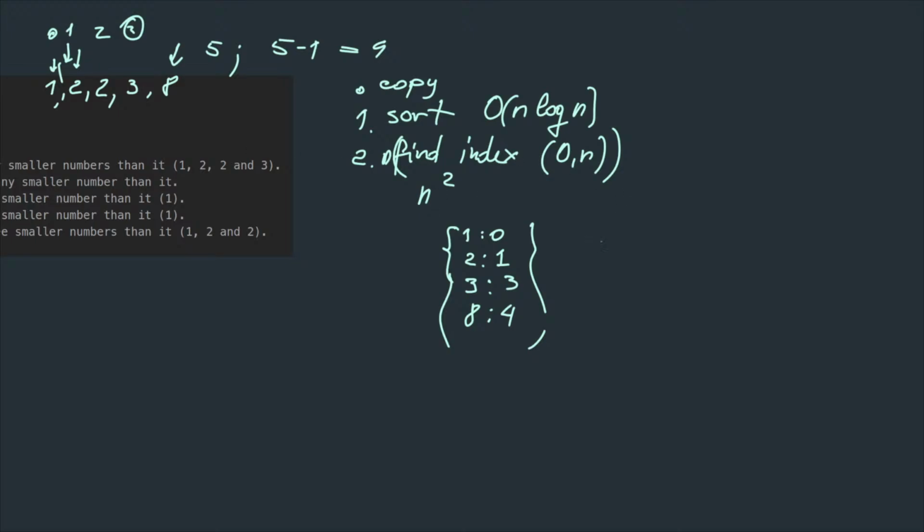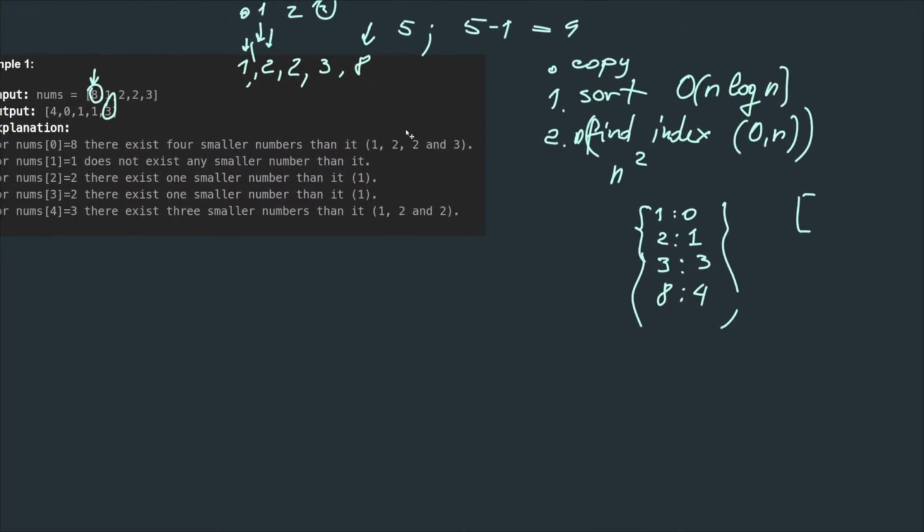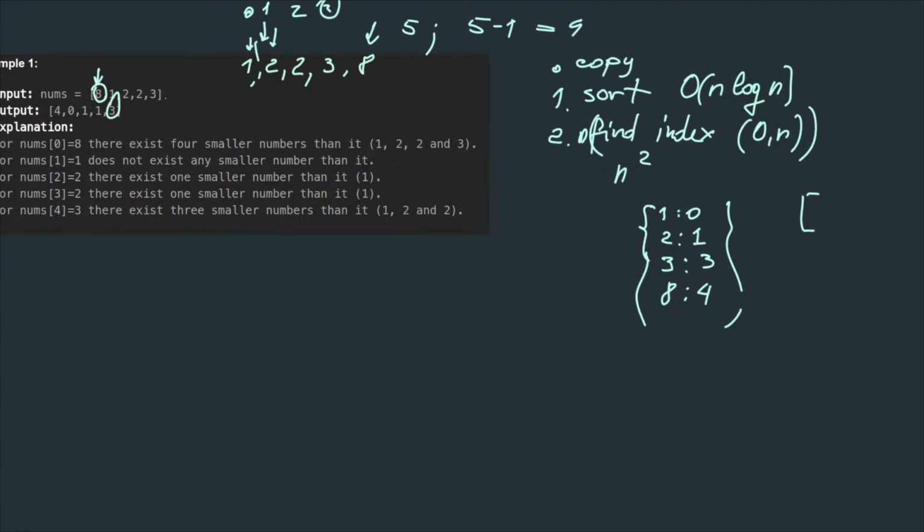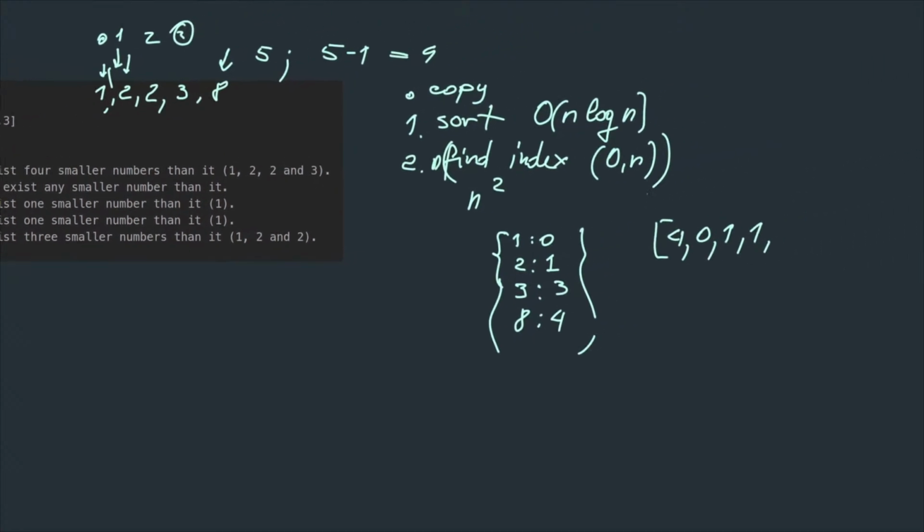So once we need to create our vector, we can look at the initial source. The initial vector, in our case, is 8, 1, 2, 2, 3. So we have 8, the value will be 4. We have 1 here, which will be 0. We have 2, the value will be 1. We have 2 again, the value will be 1. And we have the last one, which is 3, and the value for 3 is the index 3.